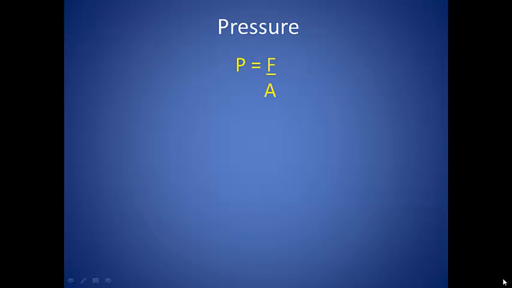Pressure is another physical property of matter that we can use to describe fluids. Pressure is defined as the force applied over a certain area. The units for pressure work out to be newtons per meter squared, but this is given its own SI name of pascals.